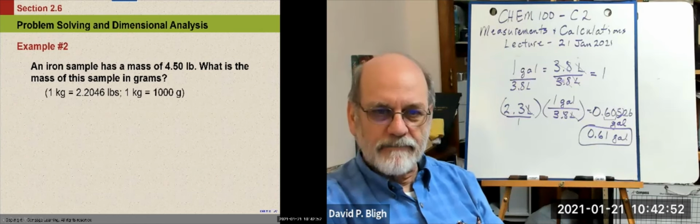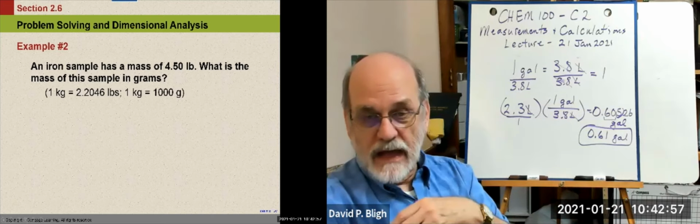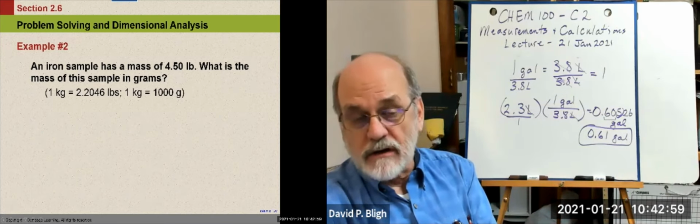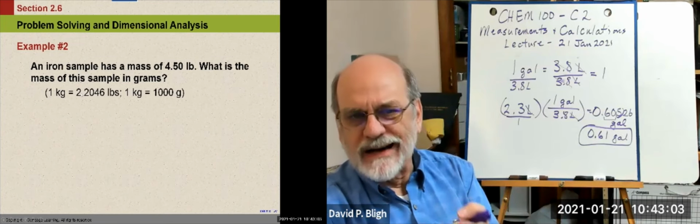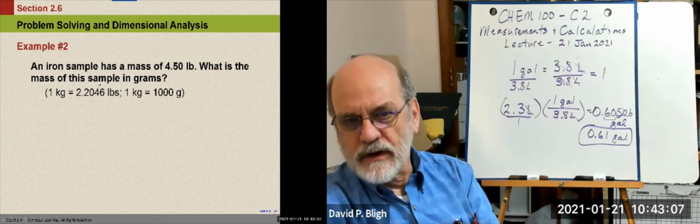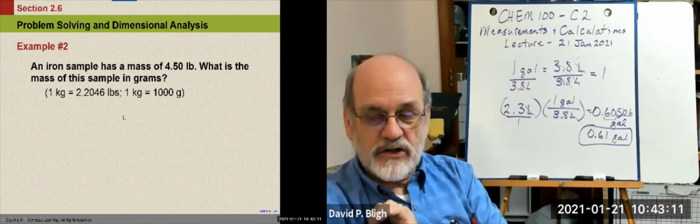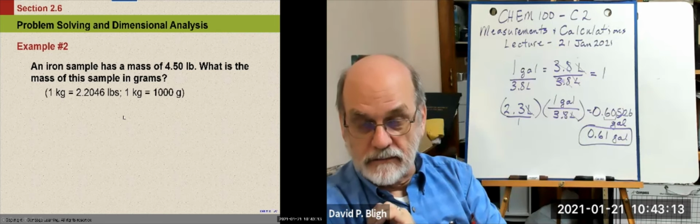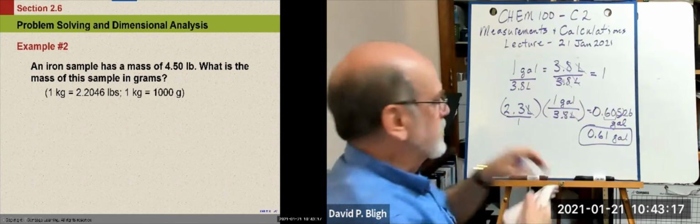Okay, here we're converting from English system to metric system. And really, there's no magic. All you need is an equivalence, a conversion. But if we're going from pounds to grams and we only have these two conversion factors, we may have to chain them together, right? And chaining, there's no mystery to it.